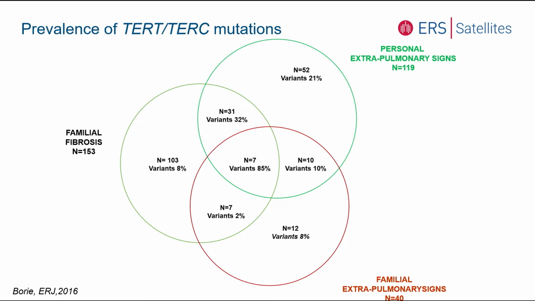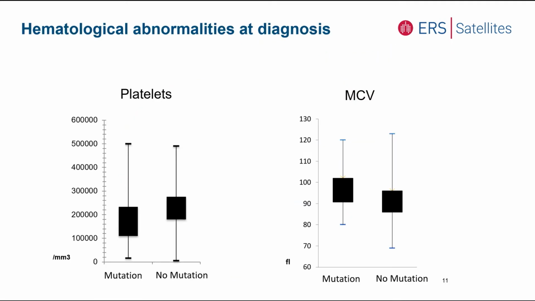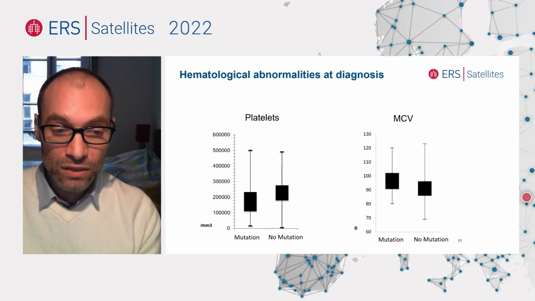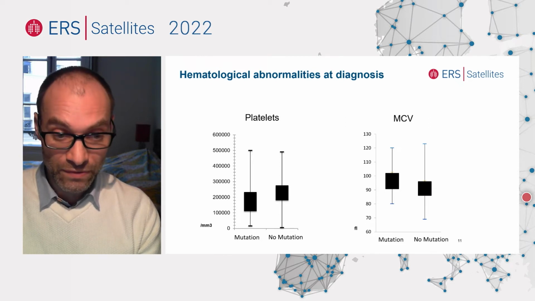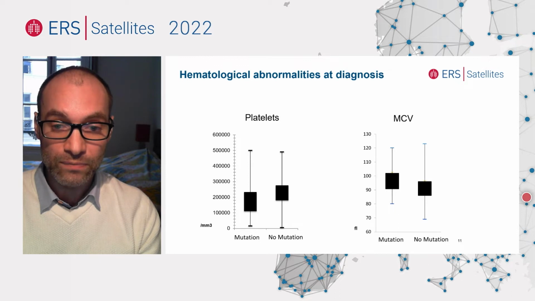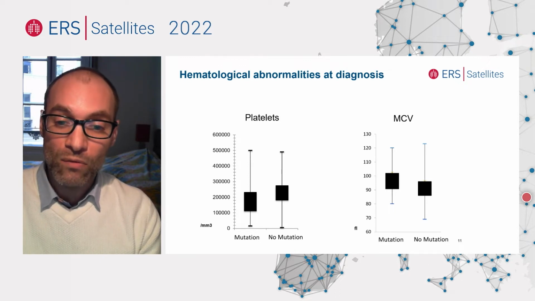What are the extrapulmonary signs suggestive of telomere-related gene mutation? In the patient, they are often subtle. Indeed, about half of the patients with telomere-related gene mutation will present a hematological abnormality, usually really subtle, such as a low platelet count between 100 and 150 giga per liter, or an increased MCV just above 100.